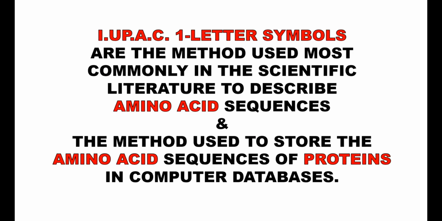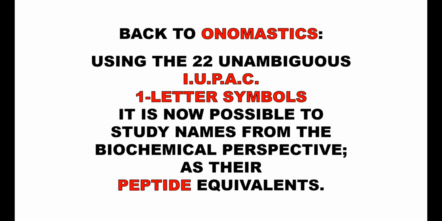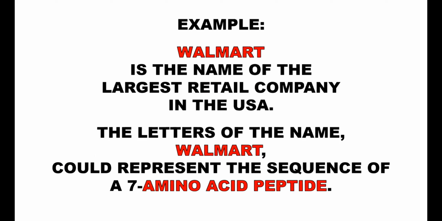The IUPAC one-letter symbols are the method used most commonly in the scientific literature to describe amino acid sequences, and also the method used to store the amino acid sequences of more than 500 million proteins in computer databases. Coming back to onomastics, using the 22 unambiguous IUPAC one-letter symbols, it is now possible to study names from the biochemical perspective as their peptide equivalents.